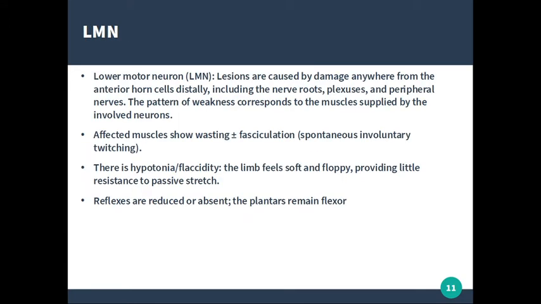The lower motor neuron lesions are caused by damage anywhere from the anterior horn cells distally, including the nerve roots, the plexuses, and the peripheral nerves. The affected muscles show wasting and fasciculation. There is hypotonia, therefore the muscle is flaccid or there is no tone. The limb feels soft and floppy, and provides very little resistance towards a passive stretch. Reflexes are reduced or absent and the plantars remain flexor. In lower motor neuron lesions, they flex and therefore they are normal. There is a negative Babinski sign.